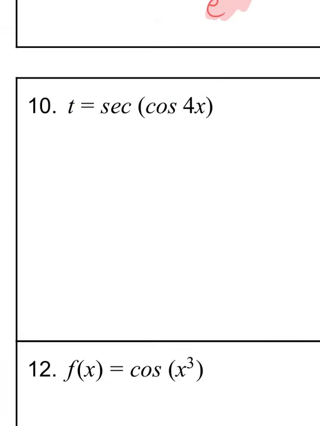Okay, number 10. This is a double chain. You've got 1x, but you have 3 functions. The outermost function is the secant. The inner is everything else, cosine of 4x. You need all 3 functions accounted for in that first chain. So you put the outer here, and there has to be 2 here. Now this is still a composite function, so we go again. The outer function there is cosine, and the inner is 4x.